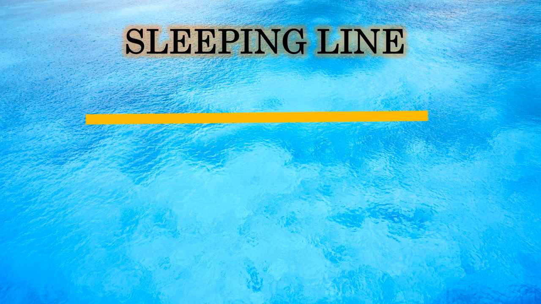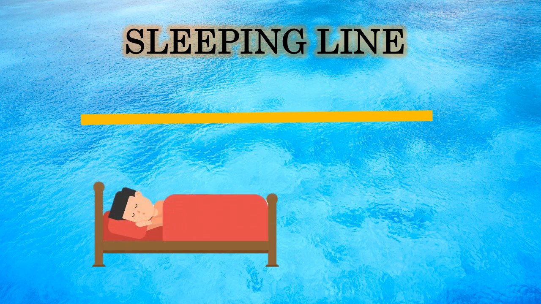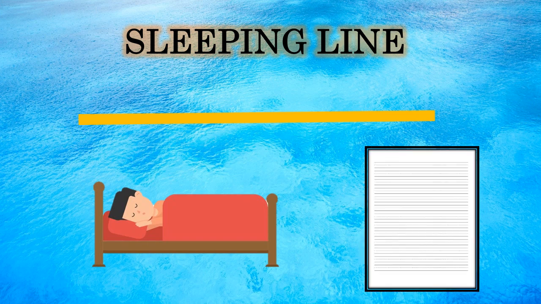This is a sleeping line. Children, look at this line. It looks like a man is sleeping. A sleeping line is a horizontal line. Children, your exercise book has horizontal lines.